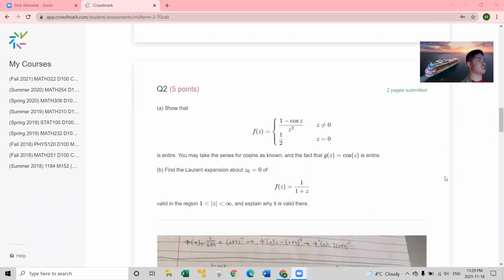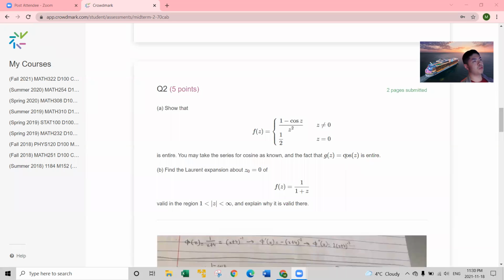Question 2, show that f of z equals 1 minus cos z over z squared, where z is not equal to 0, and that's a half at z equals 0. Show that this is entire. You may take the series for cosine as known, and the fact that g of z equals cos z is entire. So they're telling you that cosine z is entire.